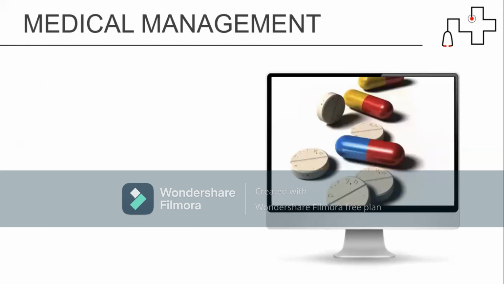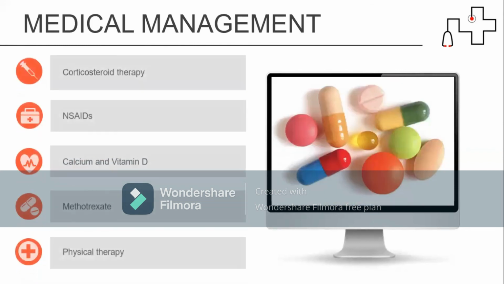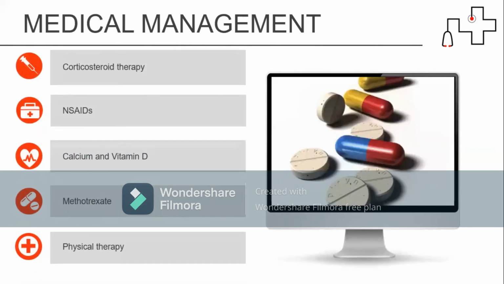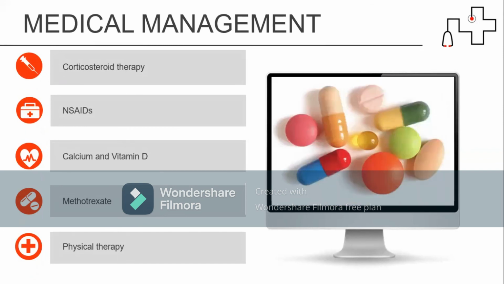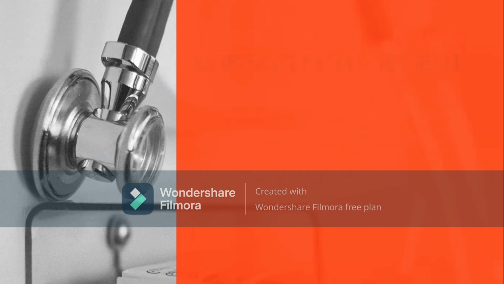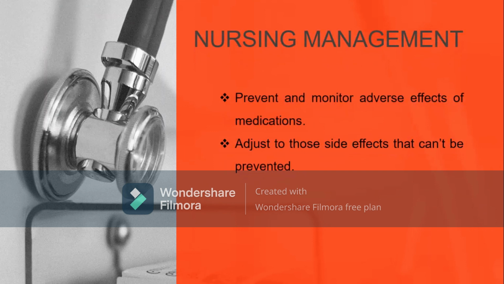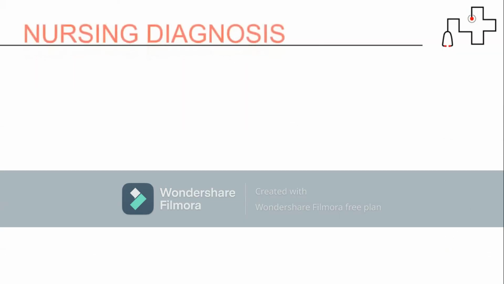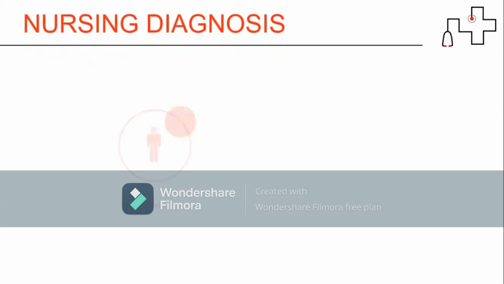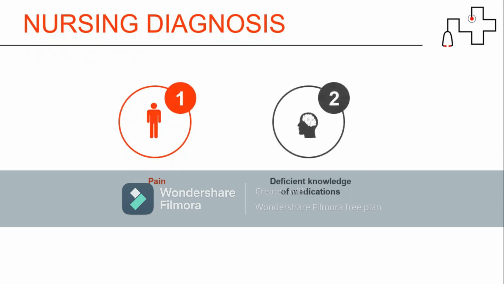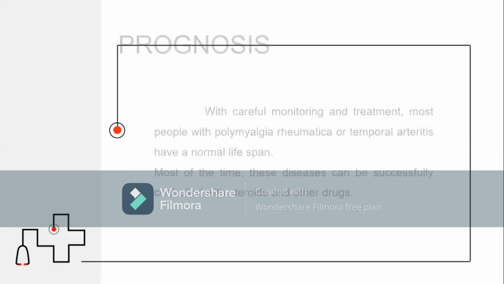The medical management for polymyalgia rheumatica: corticosteroid therapy, NSAIDs, calcium and vitamin D, methotrexate, and physical therapy. Nursing management: preventing and monitoring adverse effects of medications, and adjusting to those side effects that cannot be prevented. Nursing diagnosis: pain, and deficient knowledge of medications.